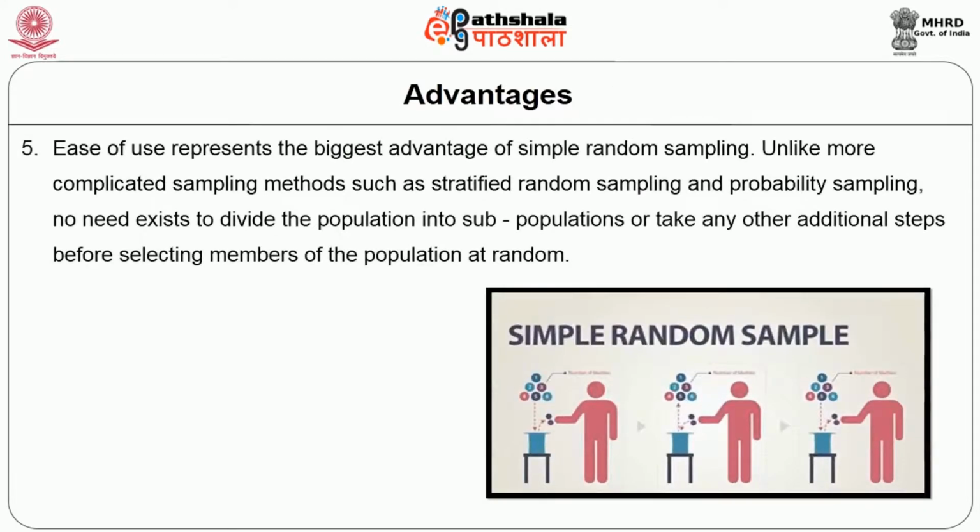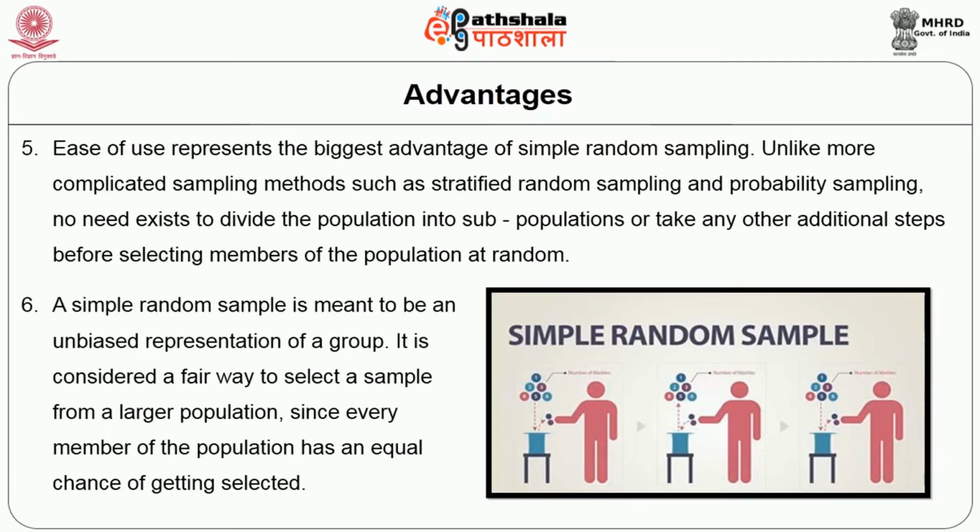Ease of use represents the biggest advantage of simple random sampling. Unlike more complicated sampling methods such as stratified random sampling and probability sampling, no need exists to divide the population into subpopulations or take any other additional steps before selecting members of the population at random. A simple random sample is meant to be an unbiased representation of a group. It is considered a fair way to select a sample from a large population, since every member of the population has an equal chance of getting selected.